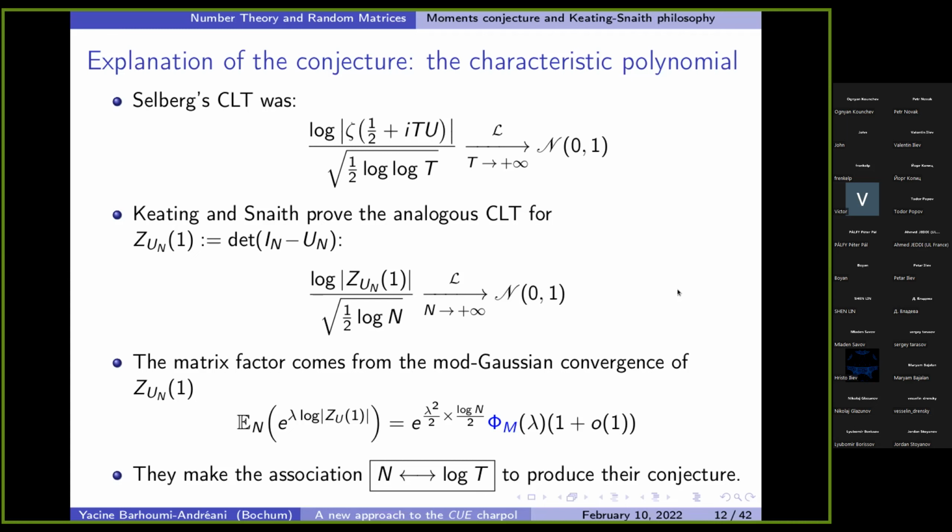So what Keating and Snaith did was to compute the Laplace transform of the log. They could do it with a general formula. And they found a factor, this one, the matrix factor. And then the variance is log n. Previously, the variance was log t. So they make the association n equals log t, and they produce the conjecture.